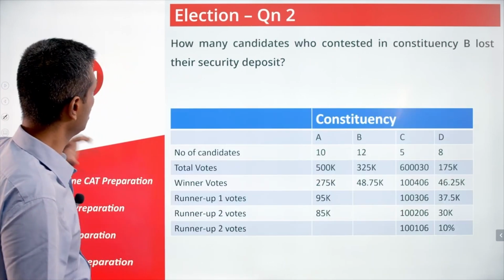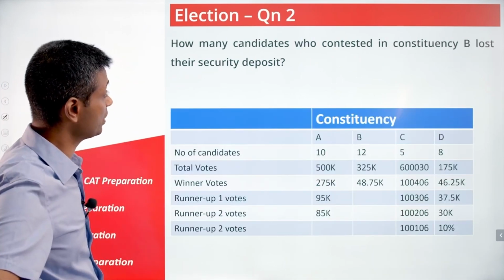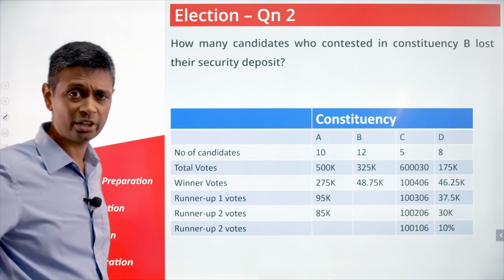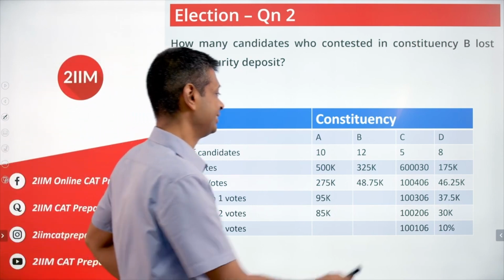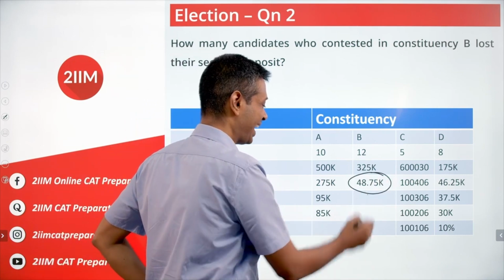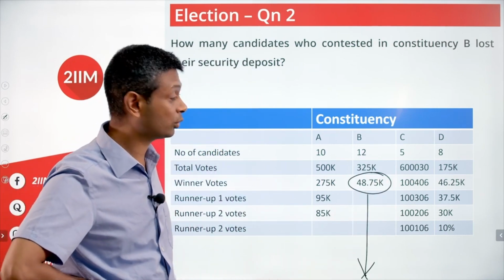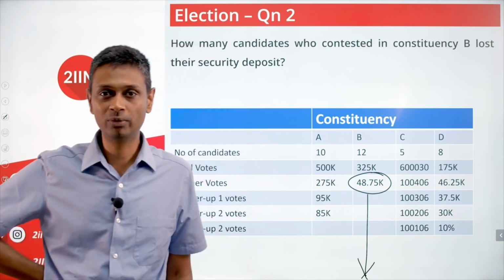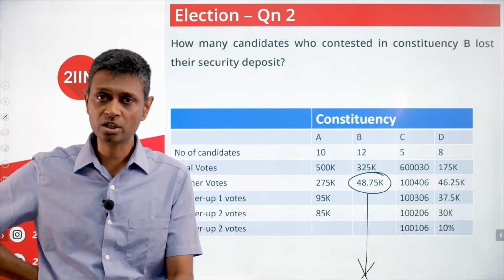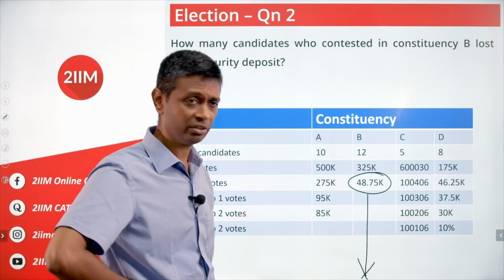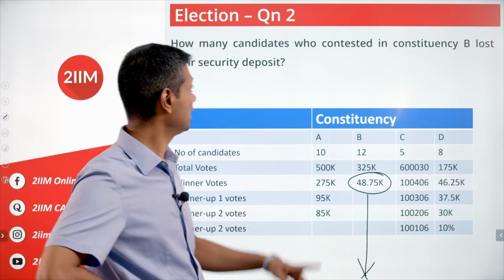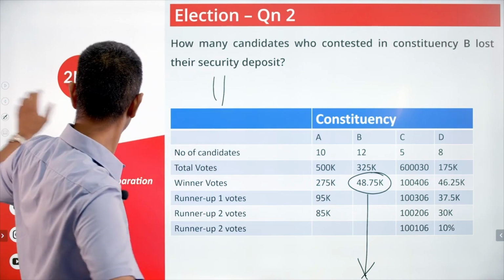Yep, it was. How many candidates who contested in constituency B lost their security deposit? Discuss this. This guy doesn't lose. He is one. Everybody else loses. So this guy doesn't lose. So out of 12, one candidate won. That much we know. The remaining 11, they all lost. And they all polled less than 1/6. So 11 guys lost their deposit.